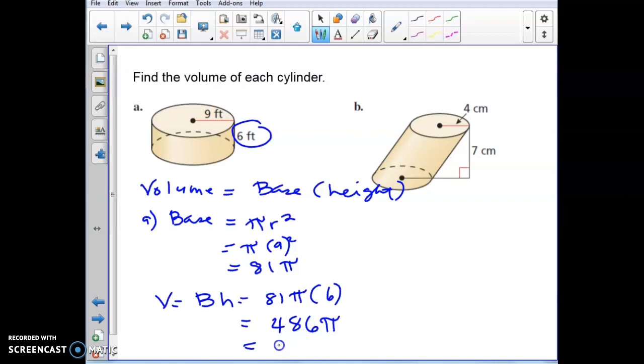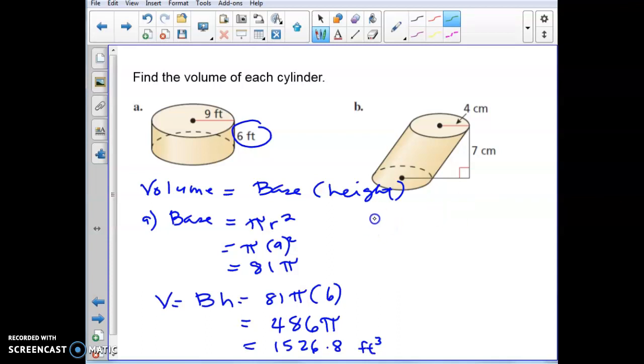If you round that off to the nearest tenth, go ahead and do that in your calculator. I'll do it on mine. So this will become 1,526.8 cubic feet. So that's the volume of the first cylinder.